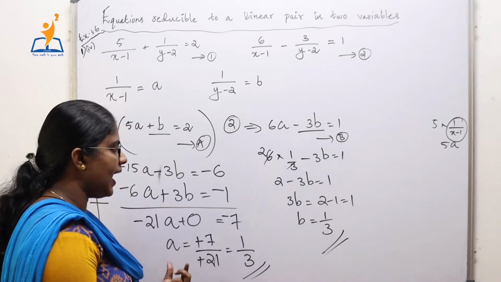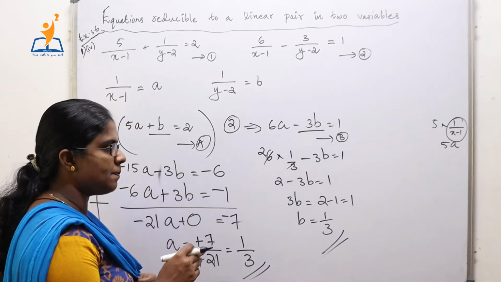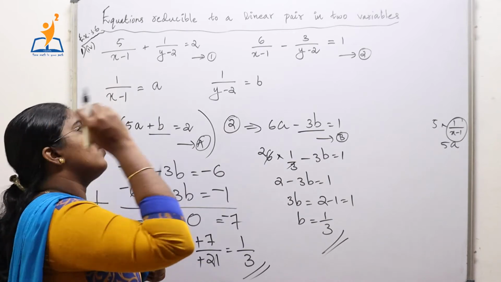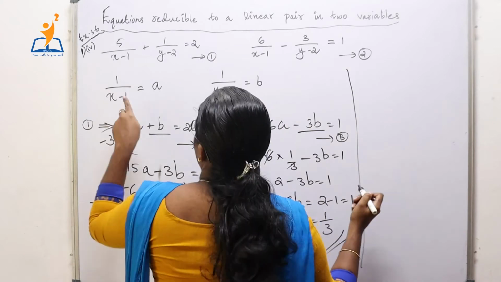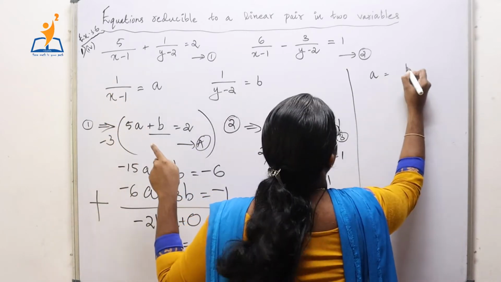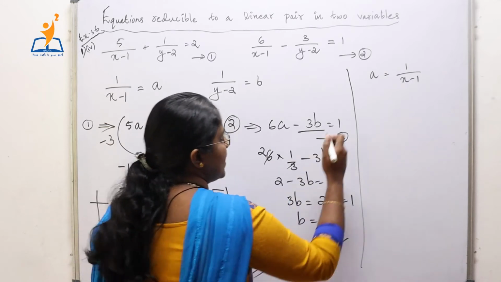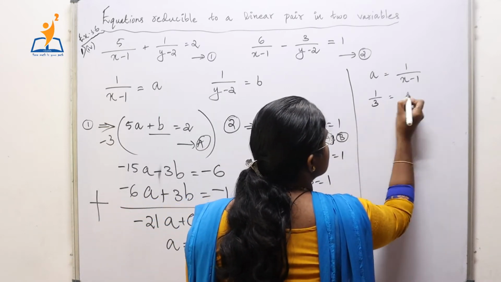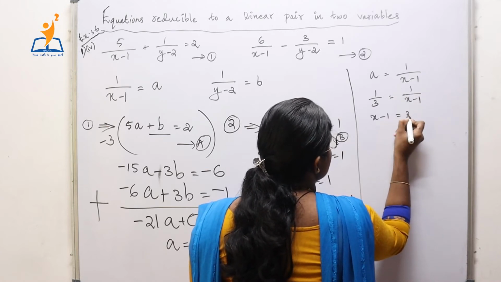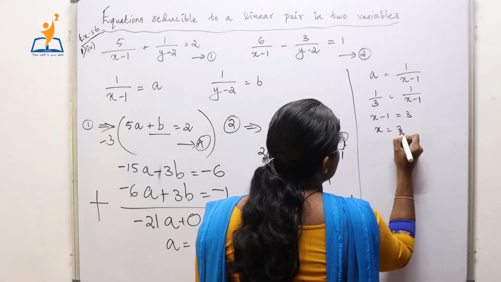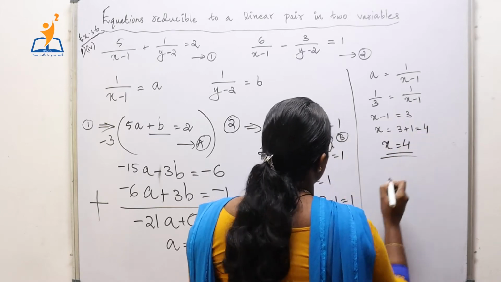So we got a is equal to 1 by 3 and b is equal to 1 by 3. So a is simply 1 by x minus 1 and we have a as 1 by 3. So 1 by 3 is equal to 1 by x minus 1, which means x minus 1 is equal to 3, which means x is equal to 3 plus 1, that is 4. So we got x is equal to 4.